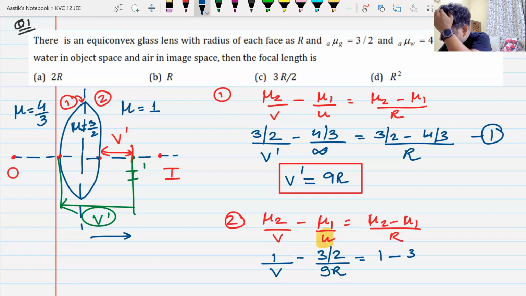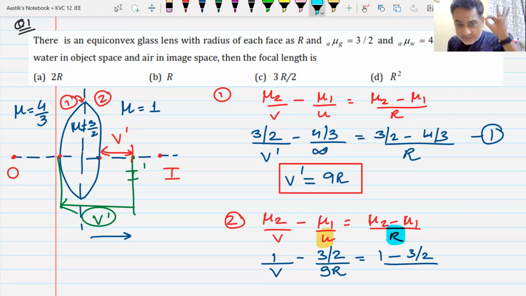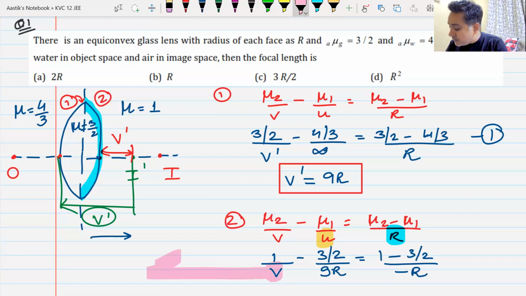1 minus 3 by 2. Again, be careful. What is this R? Is it positive R or negative R? Look at the second surface now. Negative R, sir. Well done. Very well done. From here, you will get the value of this V. And what will this V give us? This V will give us the point where parallel rays are going to converge.